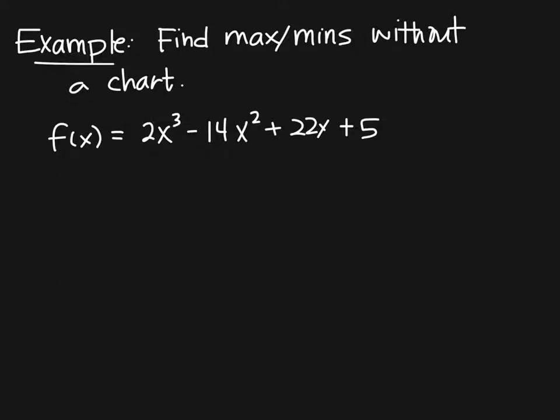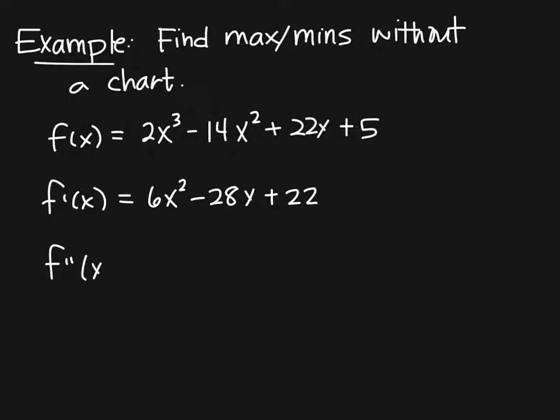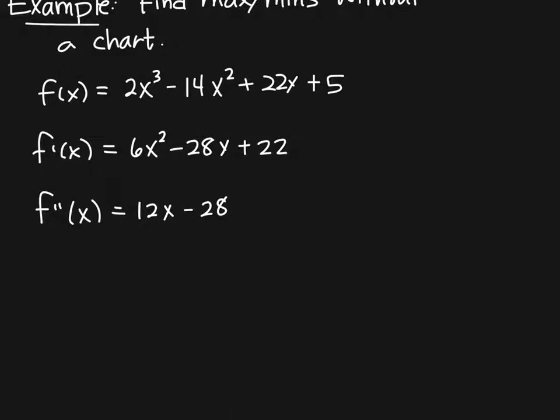All right, I'm going to need the first and the second derivative though, but I'm not going to make a chart from them. Okay, my first derivative, 6x squared minus 28x plus 22. Second derivative, 12x minus 28. I still need to find the critical points of the first derivative, but I don't need to make a chart to finish. This would be another way, an alternate way of finding max or mins.